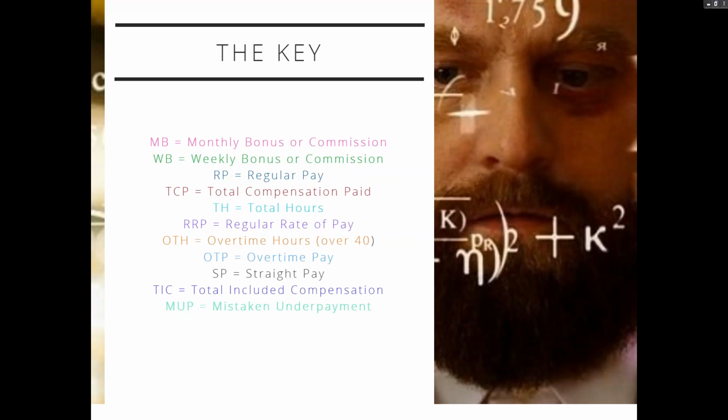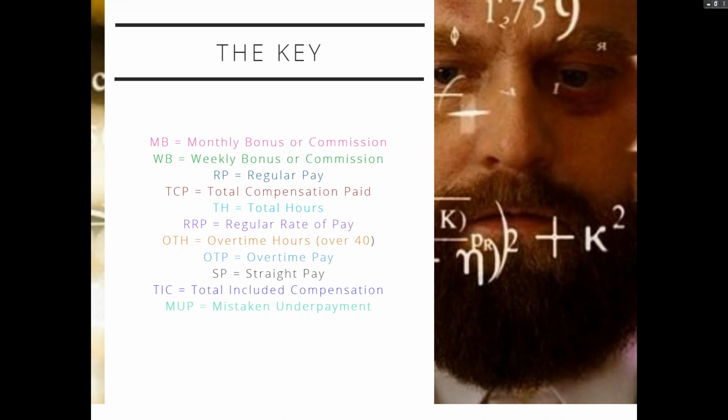I've created a key that will help you. A lot of you probably have payroll software systems that take care of all of this for you, and fantastic. But we're going to try to learn and do the math on this. This is how I look at things.